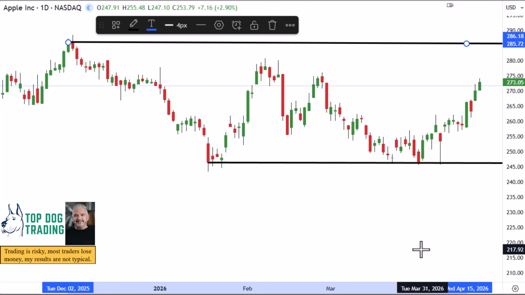So these lines, I don't like to think of them as lines in the sand, because they are broken. And then support often becomes resistance, and resistance often becomes support, as you've probably heard. So what we have to do is look at a couple of different things.